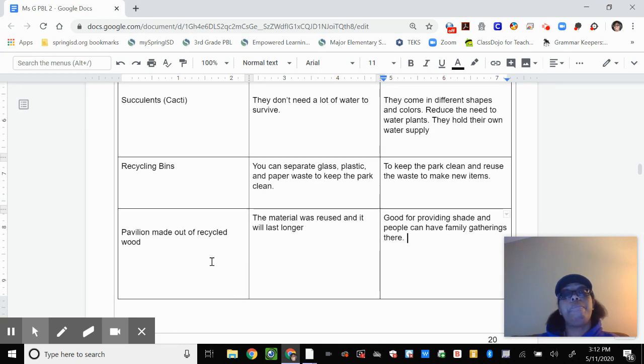And then a pavilion. A pavilion could be made out of recycled wood. It can be made out of bamboo. Anything that's already been used and that's sturdy. So something natural, okay, not steel or any kind of metal. We want to try and stick with wood. The material is reused if I use something that's already been recycled or reclaimed, and it may last longer. And then what the pavilion would do is provide shade, and people can have family gatherings there.